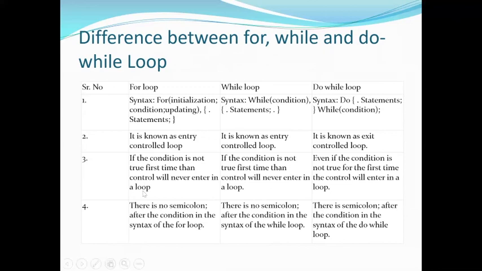Then another difference is there is no semicolon after the condition in the syntax of the for loop. There is no semicolon after the condition in the syntax of the while loop as well, but there is a semicolon after the condition in the syntax of the do while loop. These are the differences in all the three loops.